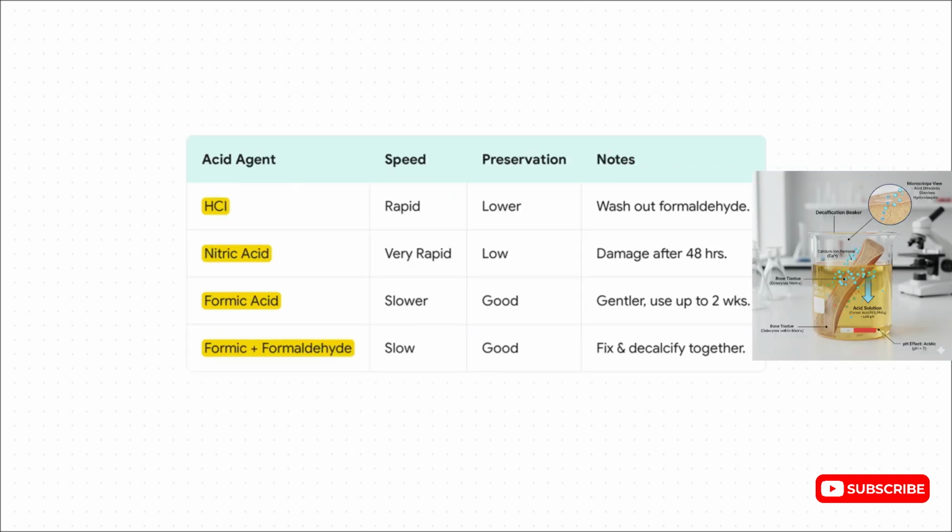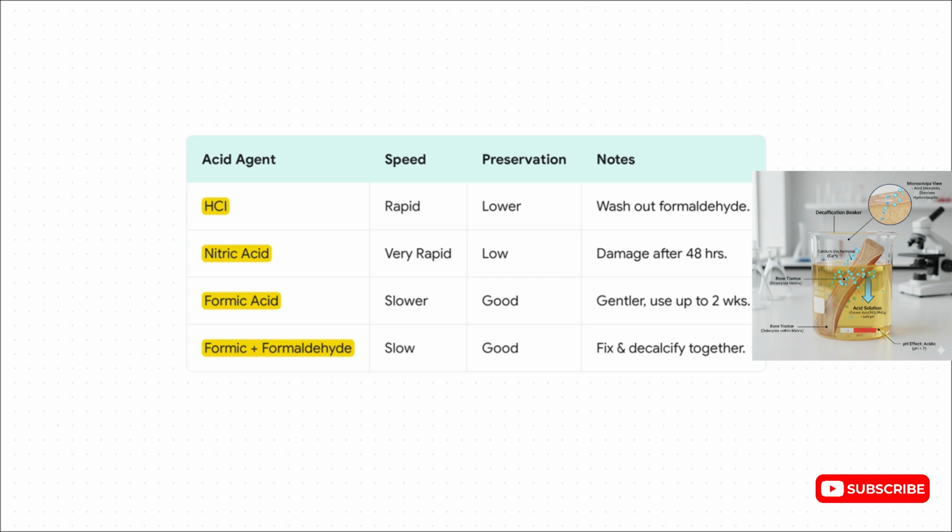Now, let's dive a little deeper into those acids, because there's always this trade-off between speed and preservation. Think of hydrochloric and nitric acid as the speed demons. They're super fast, but that speed comes at a price. They can be rough on the tissue. Nitric acid can actually start causing damage in just 48 hours. Formic acid, on the other hand, is the gentler option. It's slower, for sure, but the tissue holds up much better and you get better staining in the end.